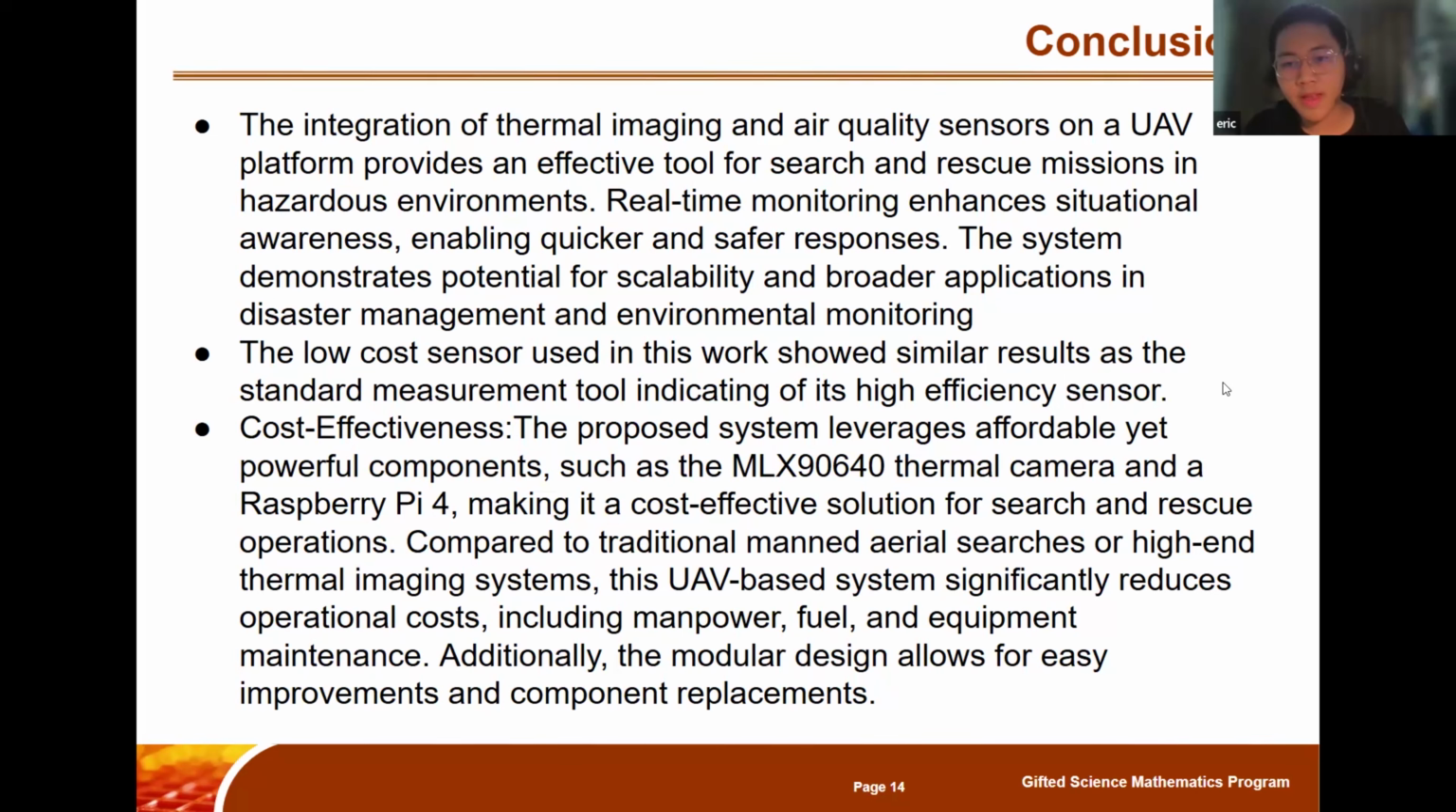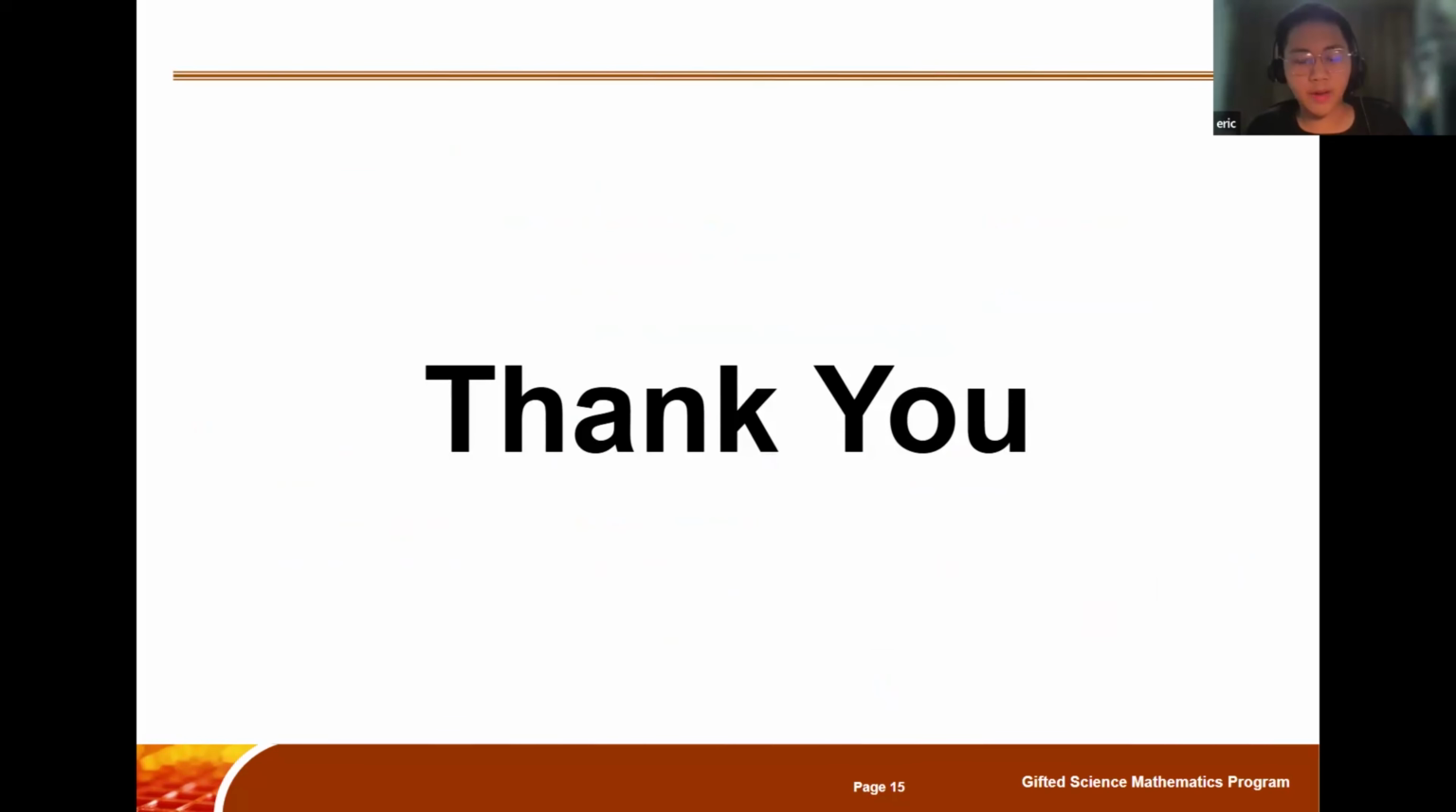To be more specific, the modular design allows for easy improvement and component repairs. Thank you for listening to our presentation.